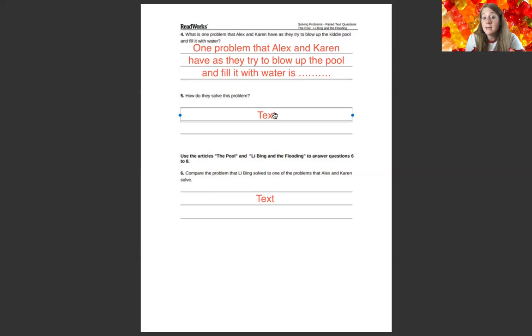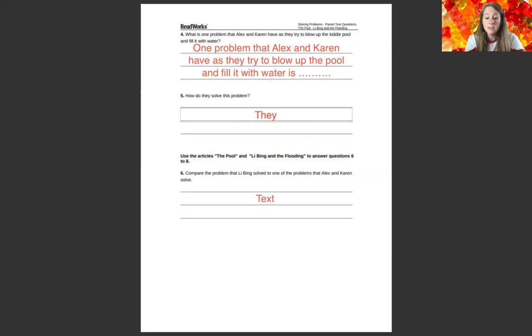All right, the next part is, how do they solve this problem? Okay, this is something else I'm going to guide you on, and I want you guys to finish because it's all going to be different depending on what you put on number 4. Okay, if you put that they needed a pump to fill the pool or to pump the air, you're not going to put that they solved the problem with a hose in the backyard. Okay, so how do they solve this problem?